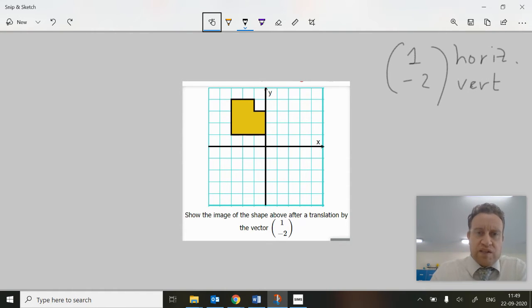So what we do with this is we take every single corner point and then take that wherever it's going. Okay, so this needs to go 1 to the right. So let's take, for example, this coordinate point here. So 1 to the right is going to be here, and then 2 down. It's going to take us there. So let's do this in a color. So this point here is going to go 1 across and 2 down. It's going to go there.